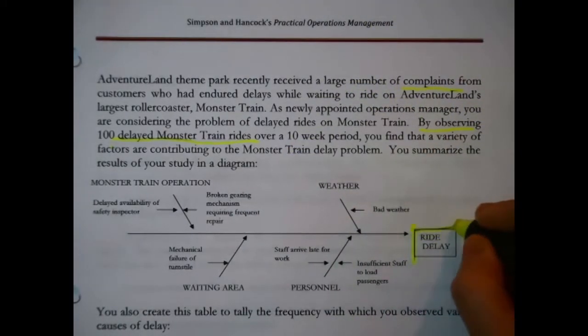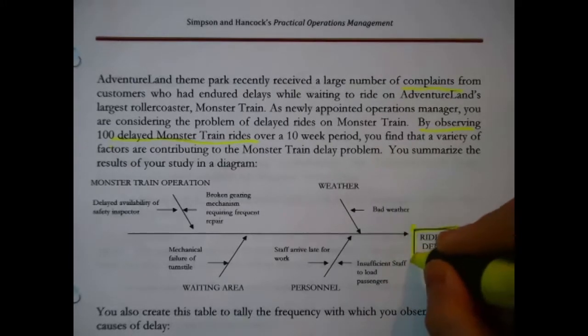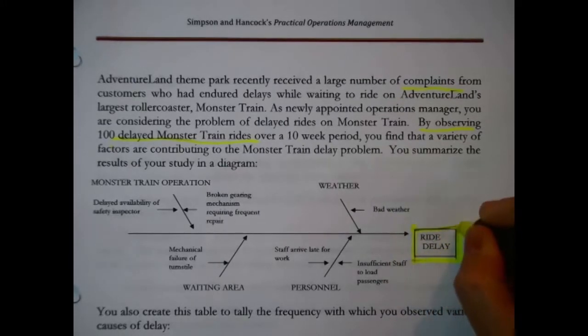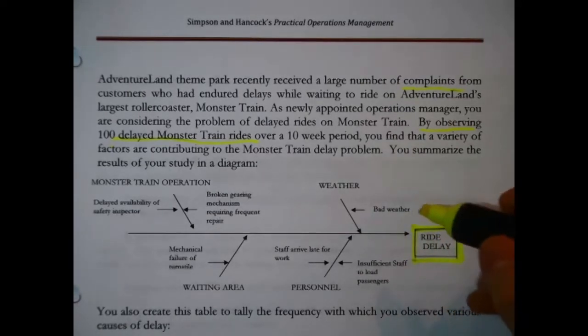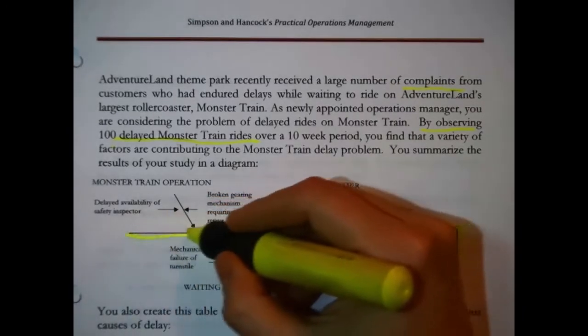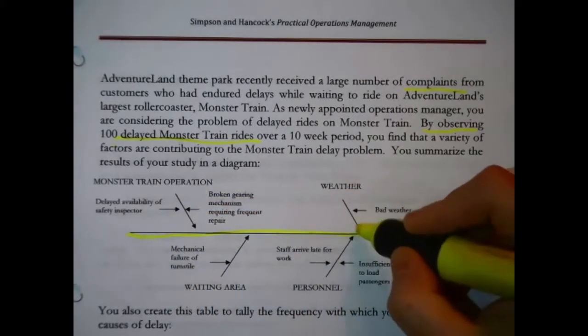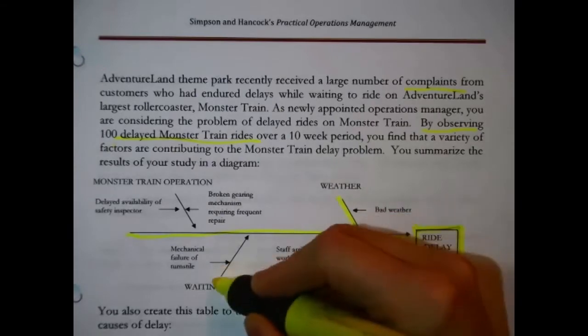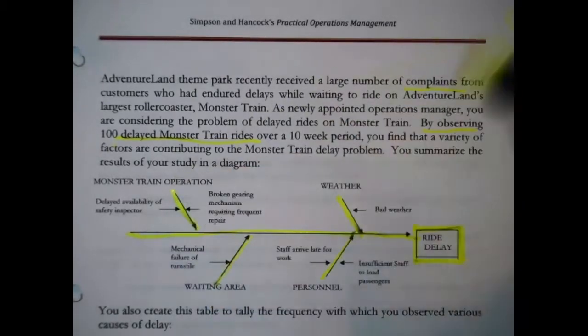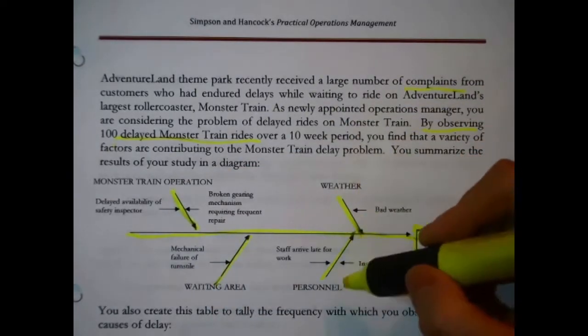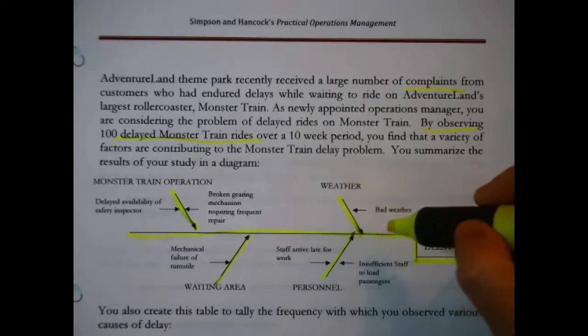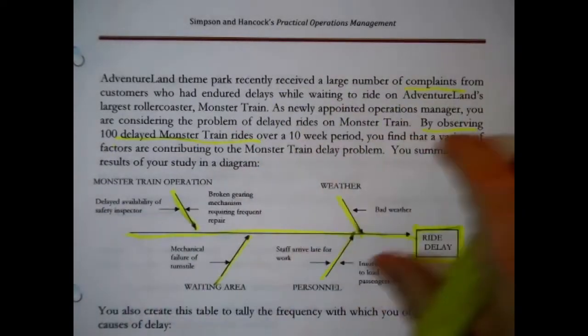Now, this particular style of diagram over here to the right shows the undesired effect, the unwanted occurrence, the subject of our attention. So, yes, ride delay in this case. All of the rest of the diagram is indicating potential causes, major categories of causes like weather or personnel, and then contributing causes within those categories. So that's all already done.